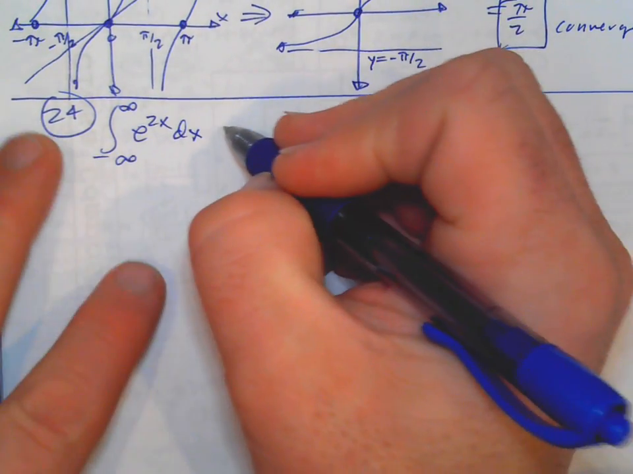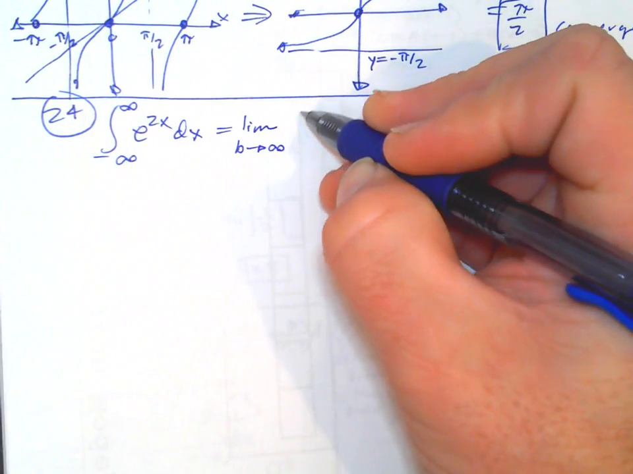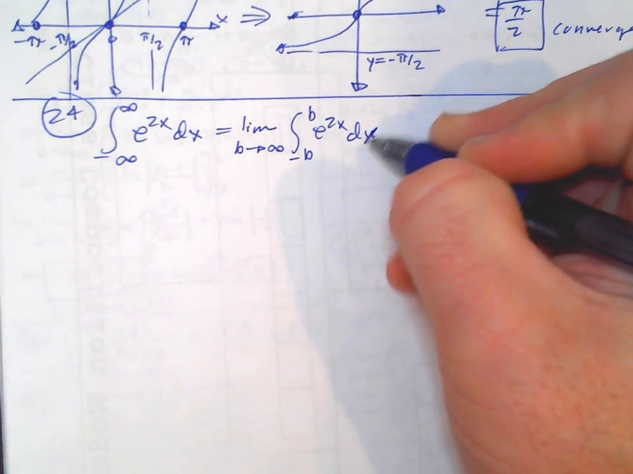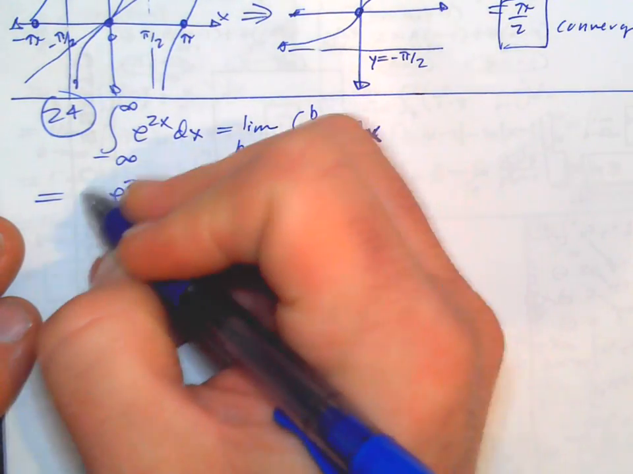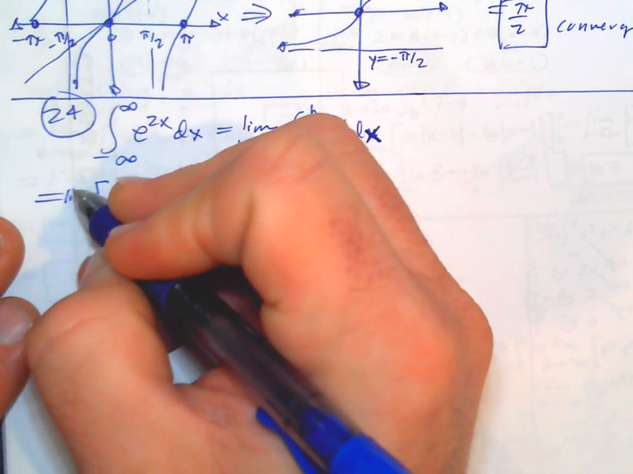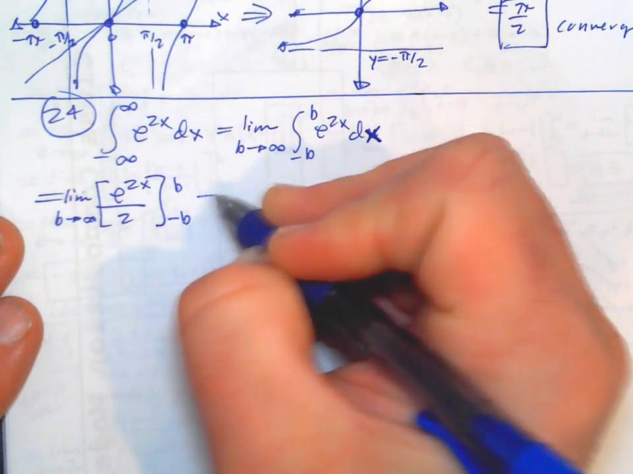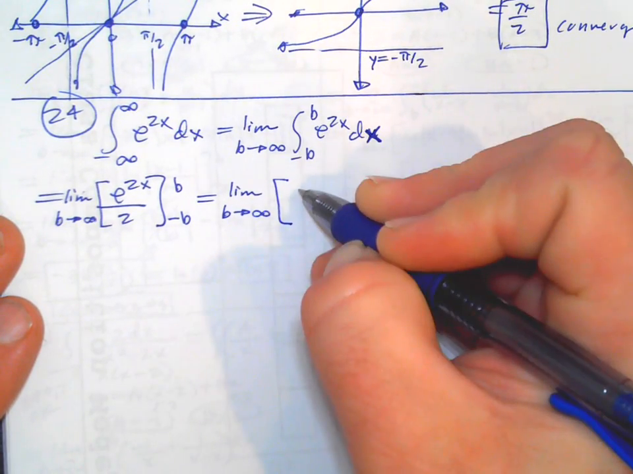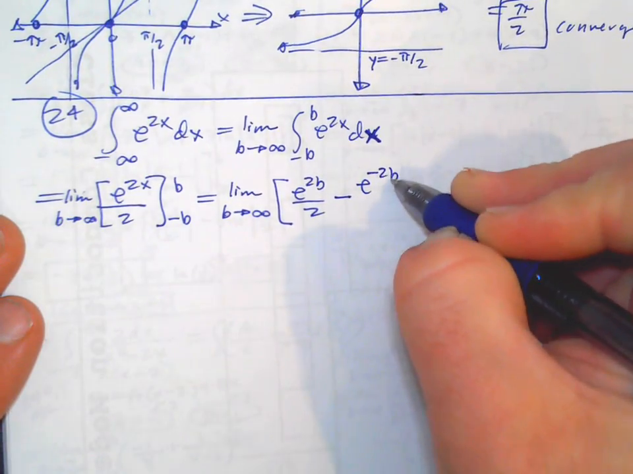This one's actually nice to integrate, not terrible. Limit as b goes to infinity of the integral from negative b to b. You could do U-substitution on this, but I feel like it's pretty unnecessary. The answer is going to be e to the 2x, and the 2 is going to spit out, so divided by 2. It's going to be e to the 2b over 2 minus e to the negative 2b over 2.